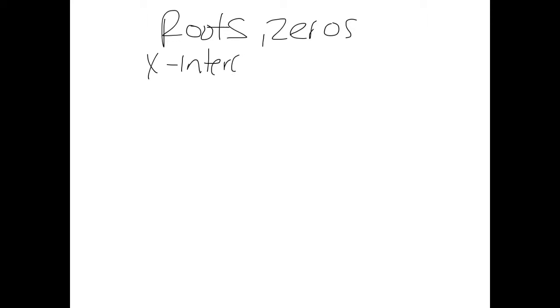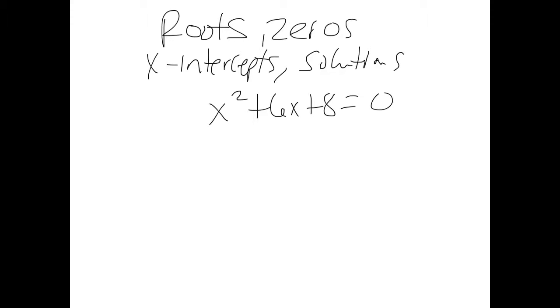So roots, zeros, x-intercepts, and solutions all mean the same thing. They're the x's that you could plug into a quadratic that make it equal to 0. So when we're looking at something like x squared plus 6x plus 8 equals 0, it's what could we put in here and here so that we get 0 on the end.